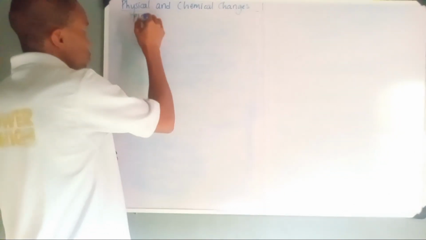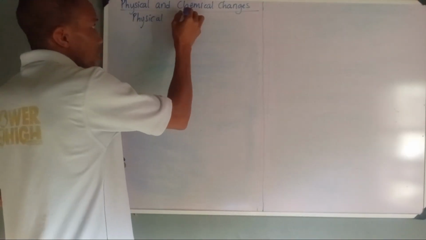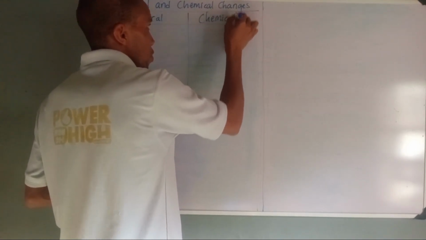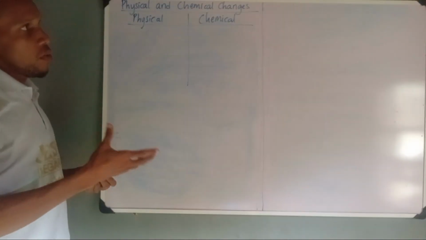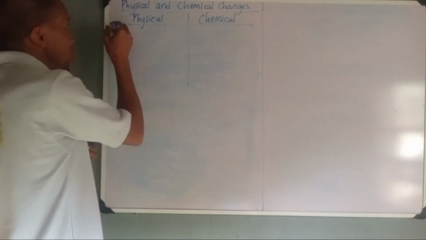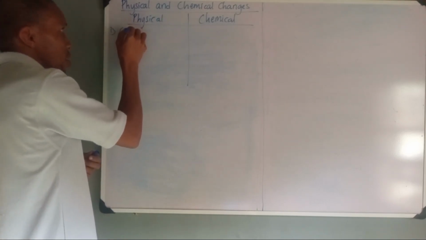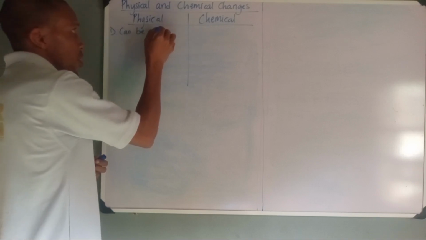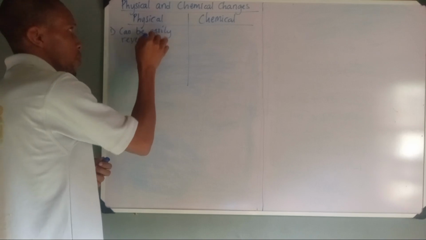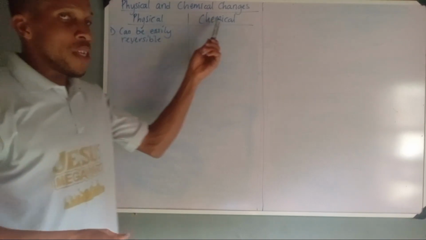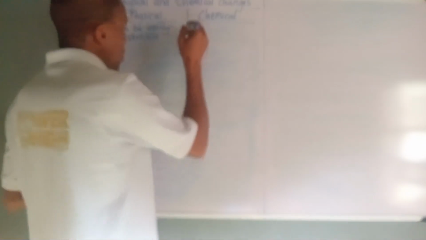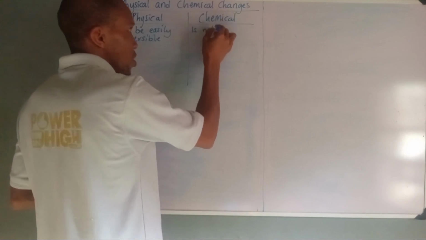Now, it will be helpful if we identify the major differences between physical and chemical changes. Talking about physical changes, one thing I need us to understand is that since the identity is not altered, it means this one can be easily reversible. But in chemical changes, the identity of the substance is altered, is changed. Hence, this one is not easily reversible.